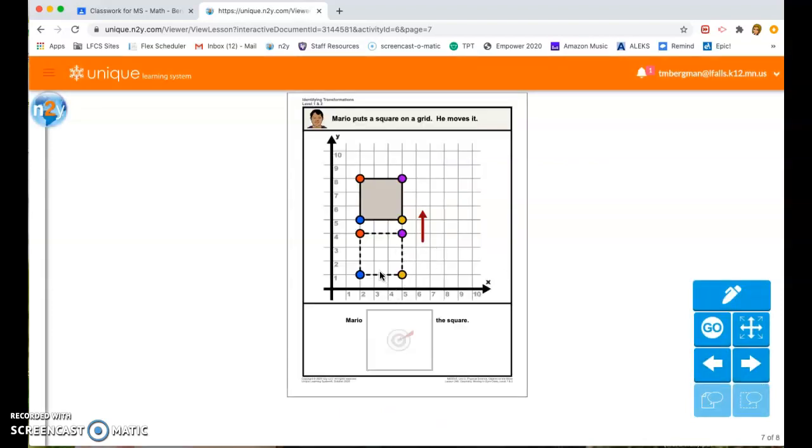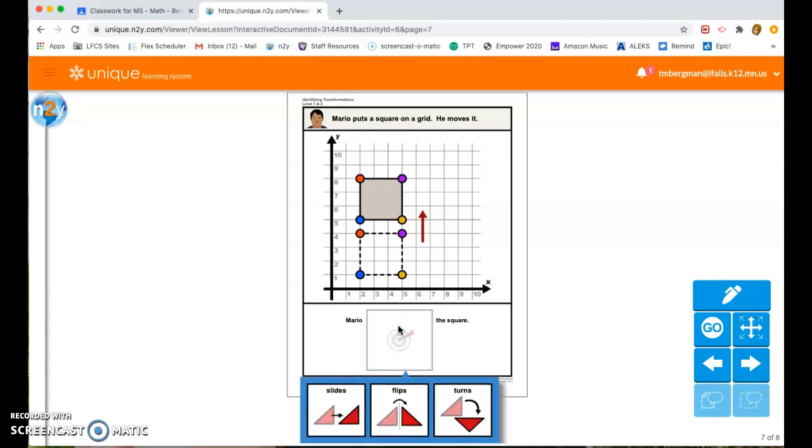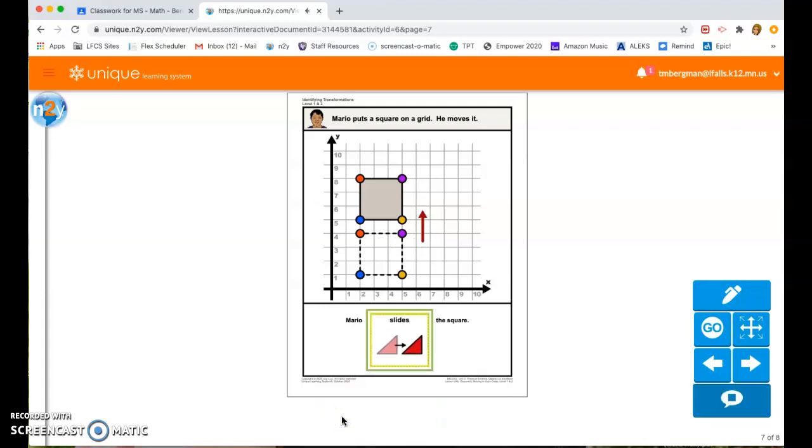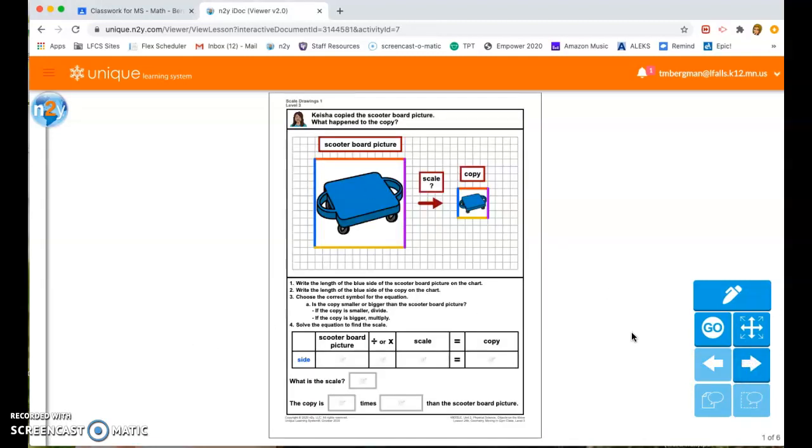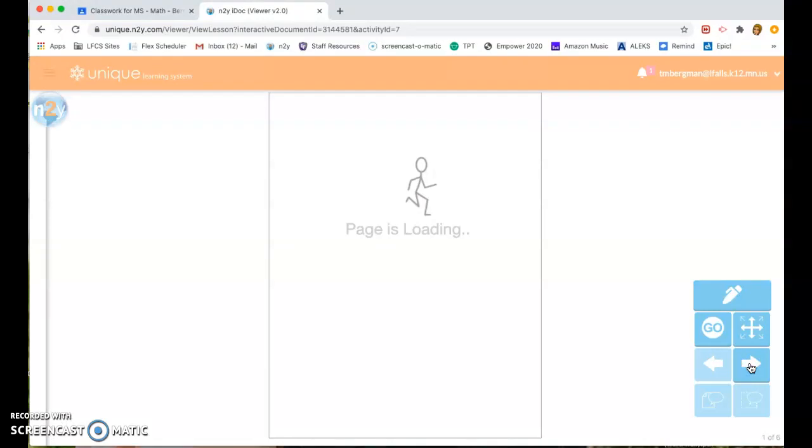Where did it go? How did it get from one place to another? What did he do to the square? It could be two different ones, right? We think that it could be flipped because it's a square, but this arrow really helps us. Remember, if it's a flip, it uses this curved arrow. But if it's a slide, it uses the straight arrow. Slides.